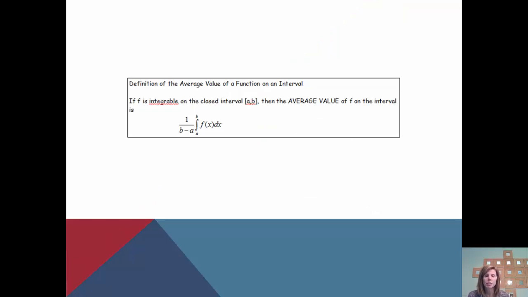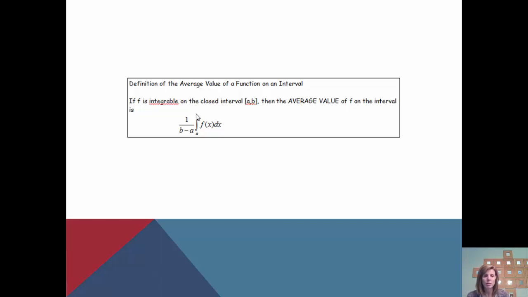If f is integrable, which means you can take the integral on the closed interval from a to b, that would mean that it's not discontinuous between the endpoints a and b, then the average value of f on the interval is 1 over b minus a times the integral from a to b of f of x.